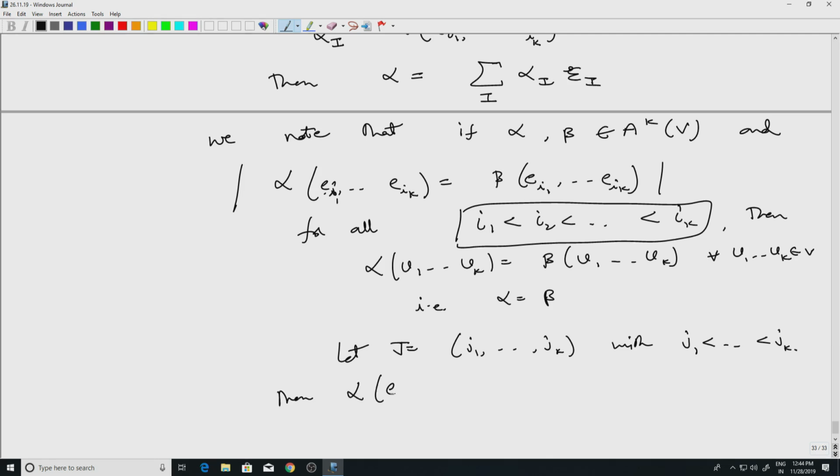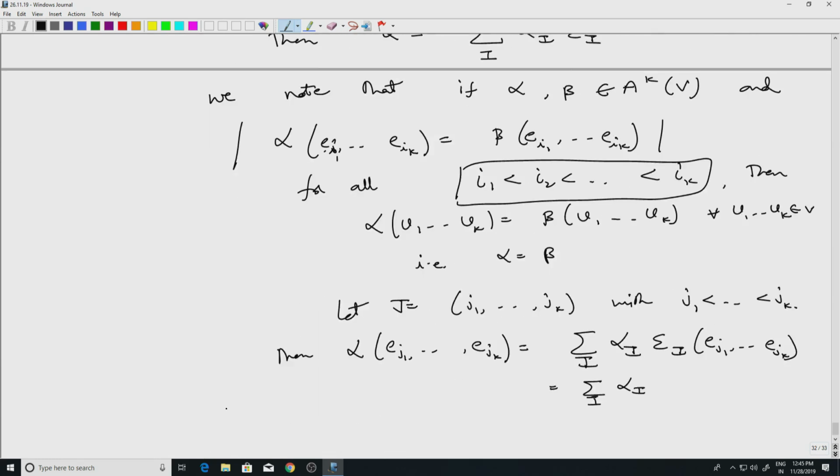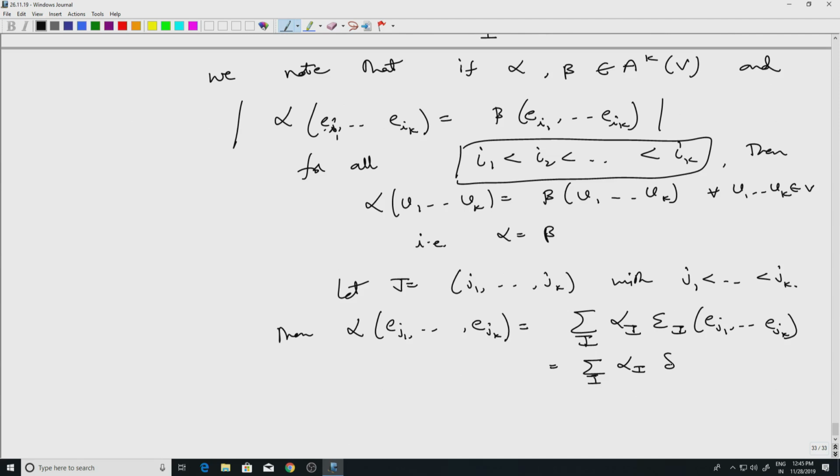So then alpha(e_{j1}, ..., e_{jK}) equals the sum over I of alpha_I epsilon_I(e_{j1}, ..., e_{jK}), and this is the same as alpha_I times, and we have seen already the proposition, the small lemma that we had here tells us that this is the same as delta, the multi-index Kronecker symbol, I J.